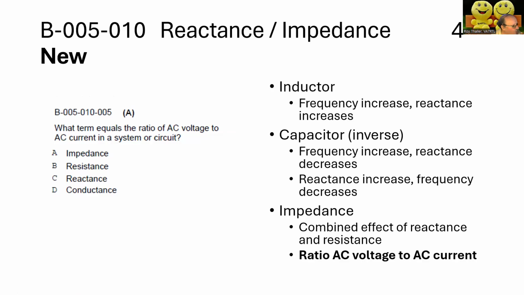So what term equals the ratio of AC voltage to AC current in a system or circuit? So this is Ohm's law for AC. So instead of resistance, you have the term impedance. So A is the correct answer.